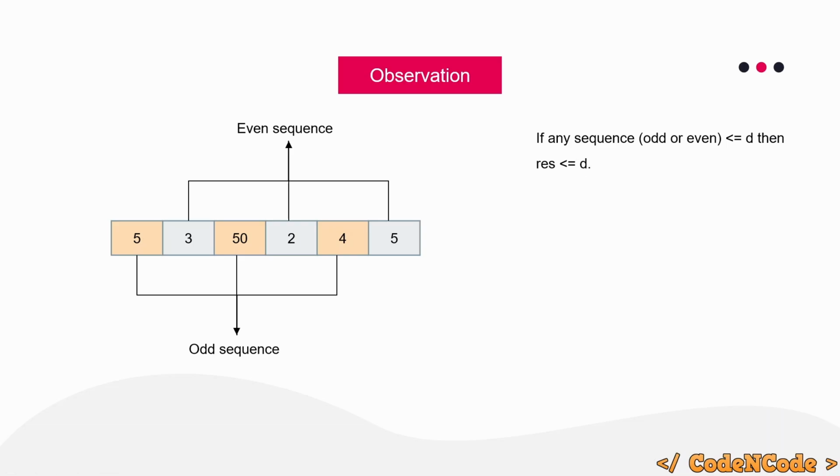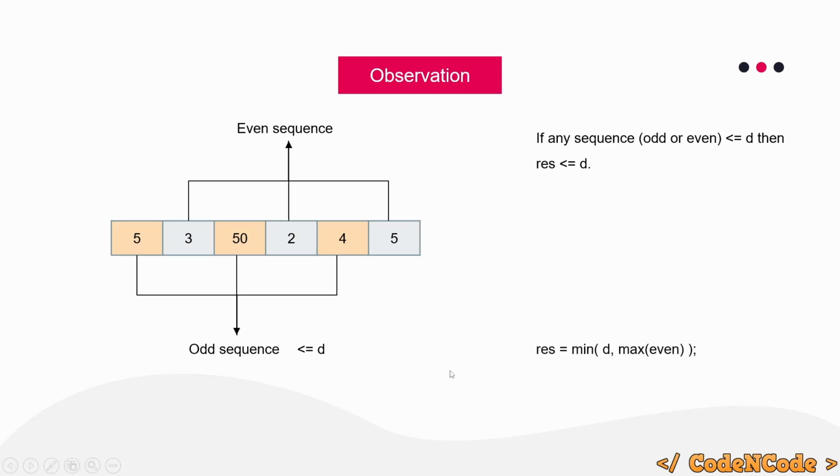What do I mean by that is, no matter whether you pick the odd sequence or even subsequence, if all of the elements of that sequence are less than or equal to a certain integer, let's say d, let's say 5. If all of the even elements are less than or equal to 5, then the overall cost of this sequence will be less than or equal to 5. So if all of the odd indexed elements are less than or equal to d, then the overall cost of this sequence will be less than or equal to d.